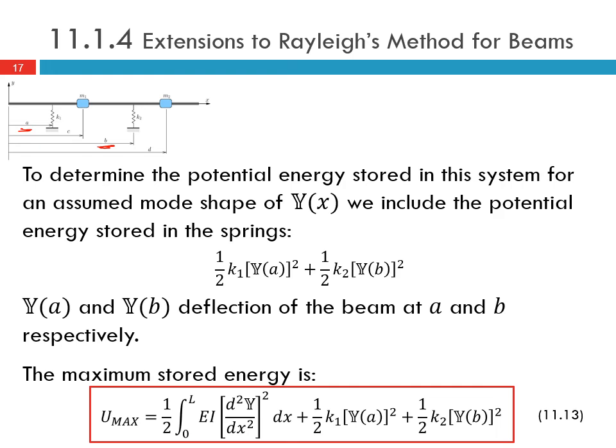And the maximum stored energy is then just the sum of the energy stored in each of the elements. So it's the energy stored in the beam, 1/2 the integral from 0 to L of EI d2y by dx squared dx, plus 1/2 k1 y of A squared plus 1/2 k2 y of B squared.